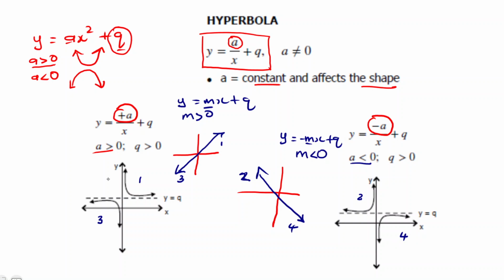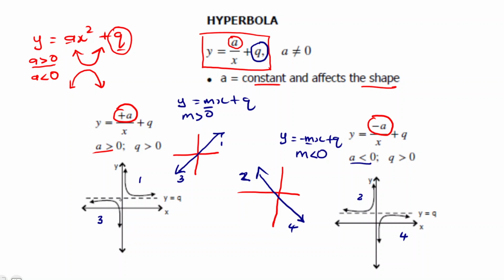So you need to remember the straight line graph when dealing with the hyperbolic graph. If a is positive, first and third quadrant. If a is negative, second and fourth quadrant. Then we have this second variable which we call q. Now the q represents the horizontal asymptote. That means that you can also lift this hyperbola up or you can shift it downwards.